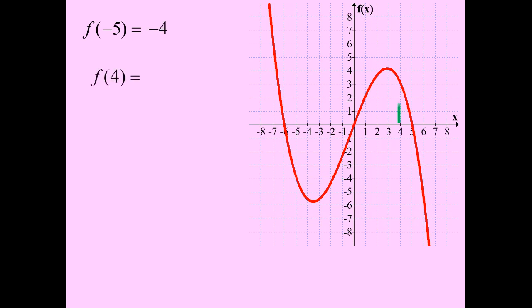F of 4. What answer do we get for 4? F of 5. What answer do we get for 5? This is asking, okay, what value of x gives an answer of 6? Well, here's the 6. Here's the x that gives an answer of 6.